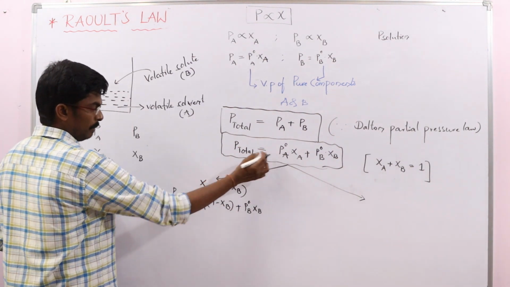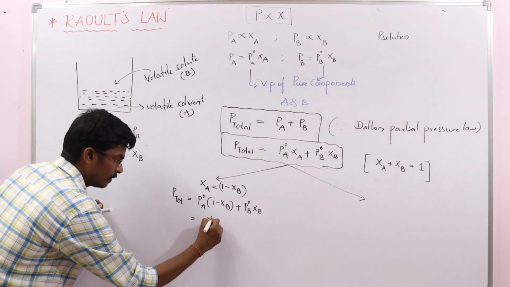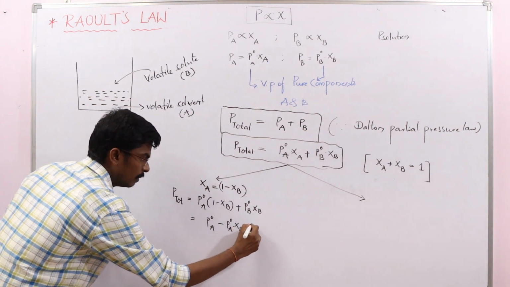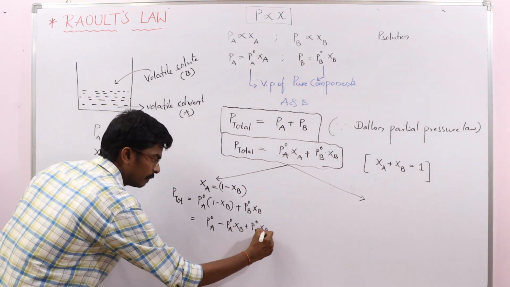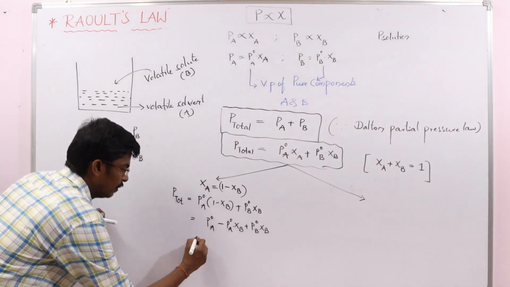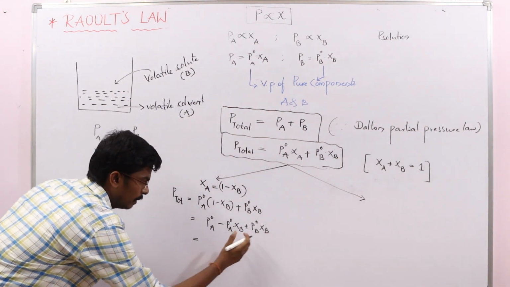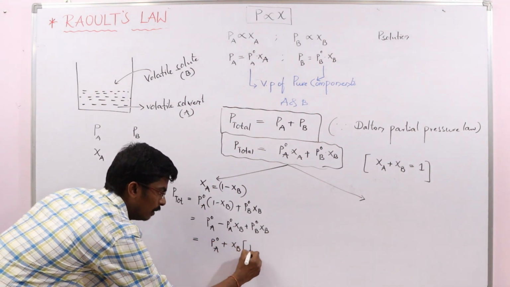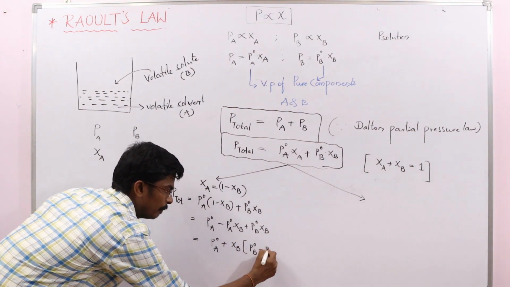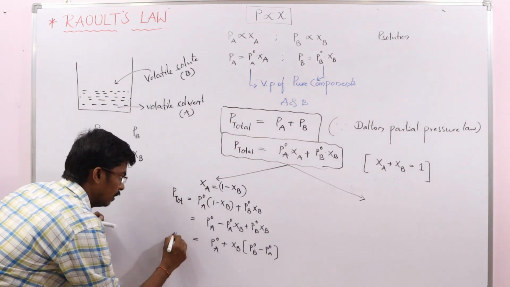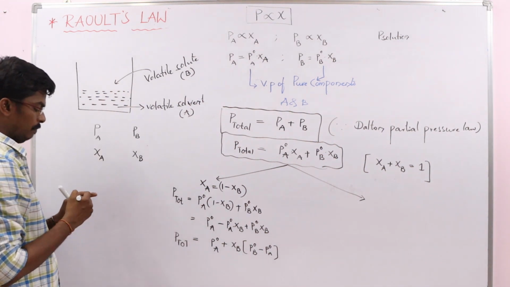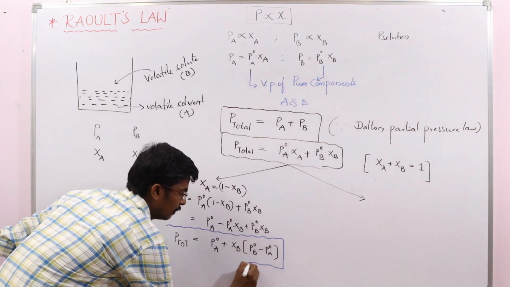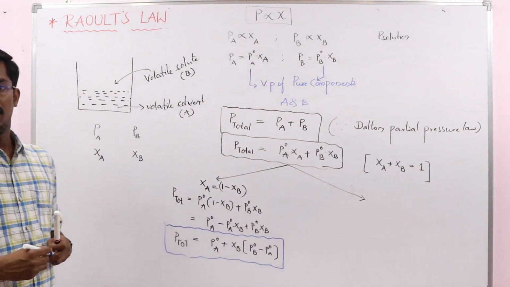Clear? At the same time, when you expand this, you get P naught A minus P naught A XB plus P naught B XB. Got it? When you take out the common XB, you get P naught B minus P naught A. So this is the relation: P total is equal to P naught A plus P naught B minus P naught A times XB, in terms of the mole fraction of the solute.